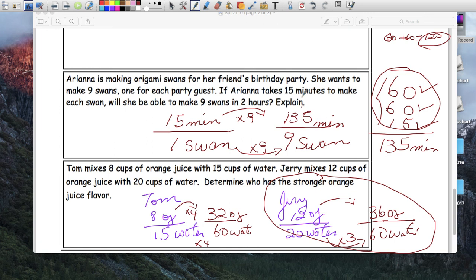Okay, so that was Spiral 10. Wow, believe that? Spiral 10. And that's that. Let me start posting this right away.